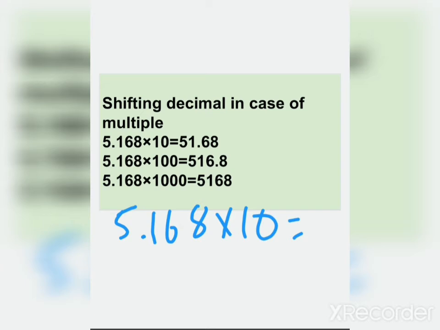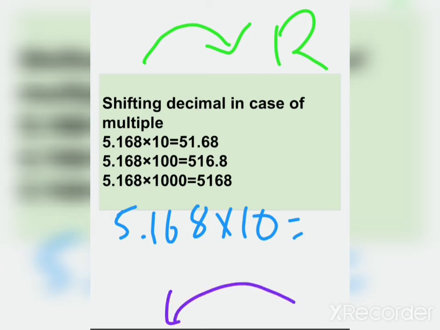For this short trick you have to keep one thing in mind: whenever we multiply, the point shifts towards the right hand side, and whenever we divide, the point shifts towards the left hand side. This thing you have to keep in your mind. Okay, now let's try to solve this question.